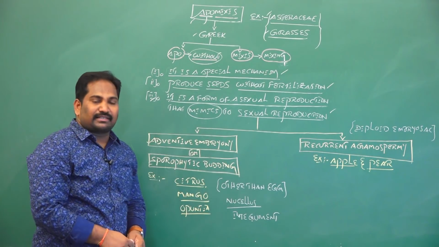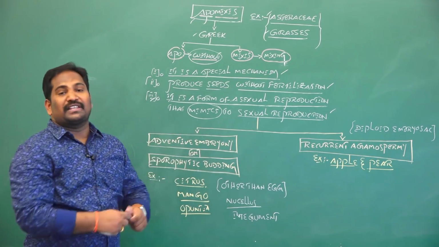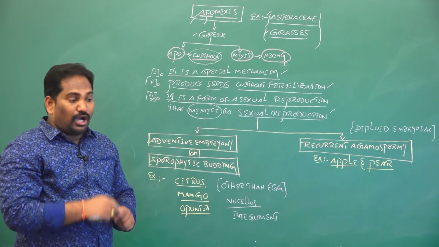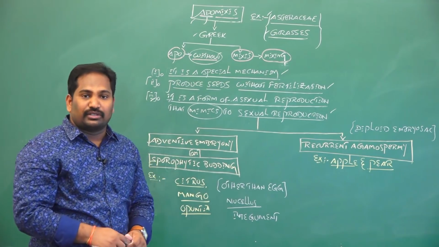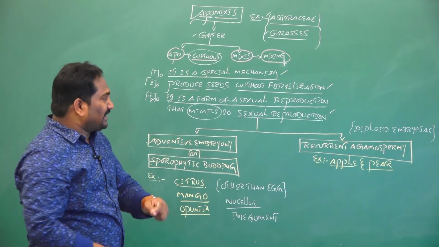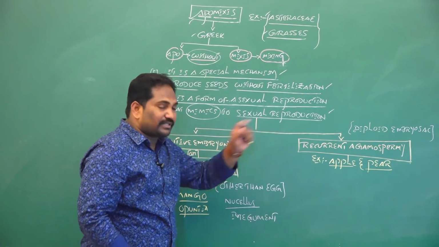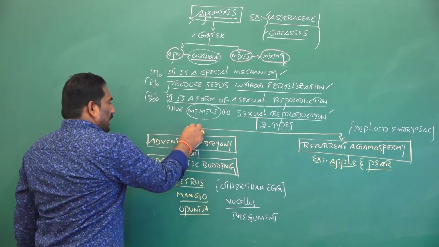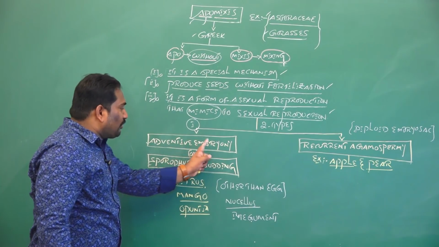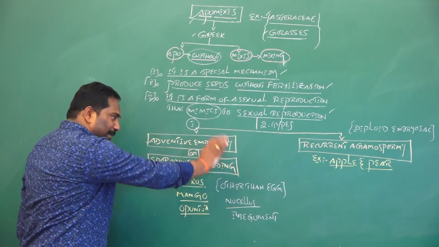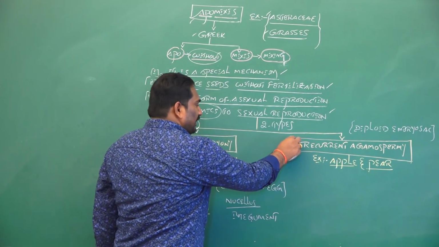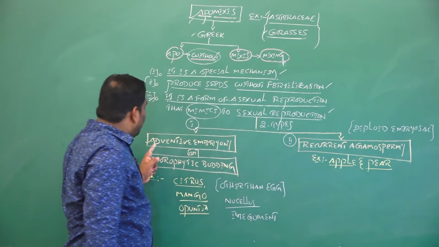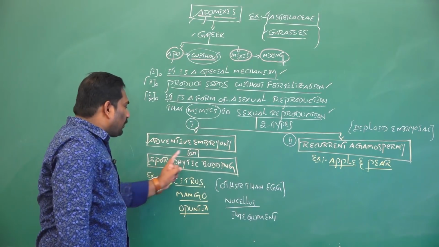During apomixis, a diploid embryo is formed in the seed. How are diploid embryos formed without fertilization in apomictic seeds? From this characteristic, apomixis is of two types. One is adventive embryony, or sporophytic budding. The second one is recurrent agamospermy. So, what is adventive embryony or sporophytic budding?